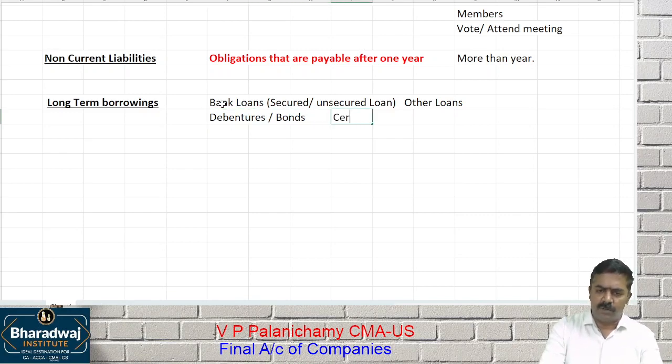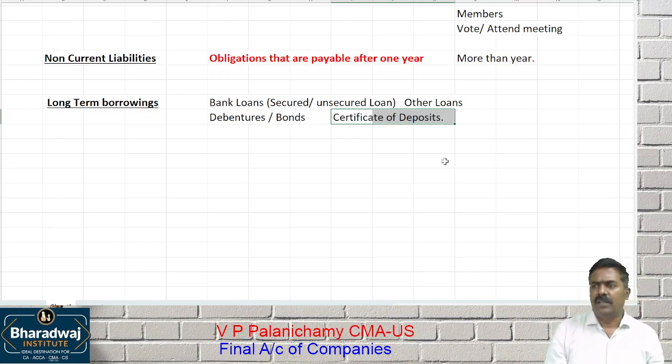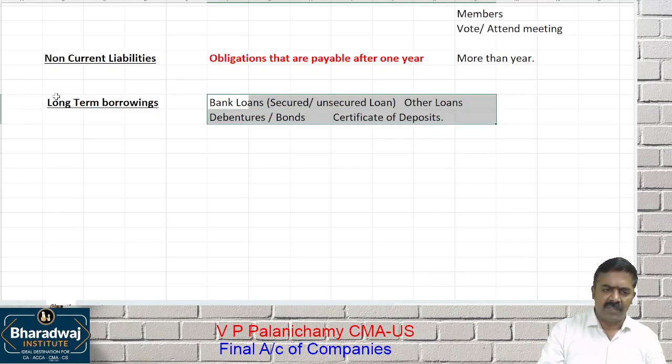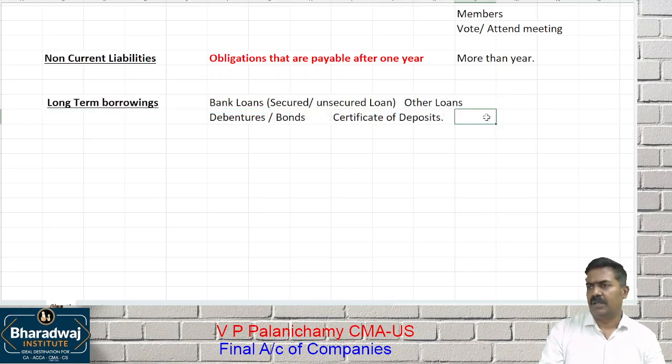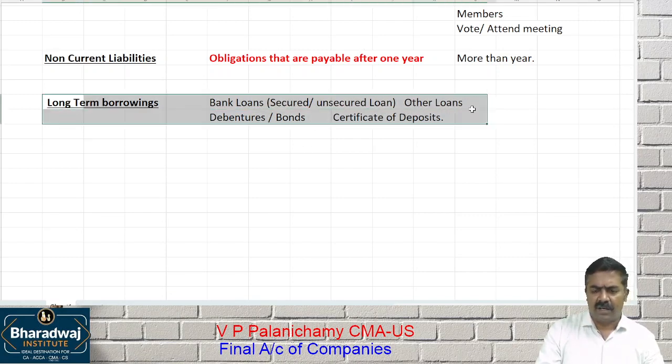Or some companies are allowed to take certificates of deposits. But you have to get permission from RBI, ROC, and if you are a listed company, from SEBI to accept deposits. There is a procedure to get it, and a lot of legal formalities. Companies can accept deposits also. All these things will come under long-term borrowings. Clear? So secured or unsecured loans, debentures, bonds, certificates of deposits, all come under long-term borrowings.